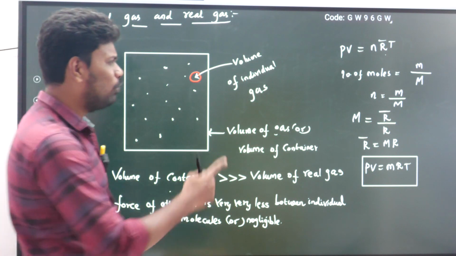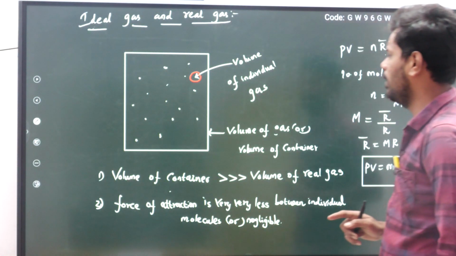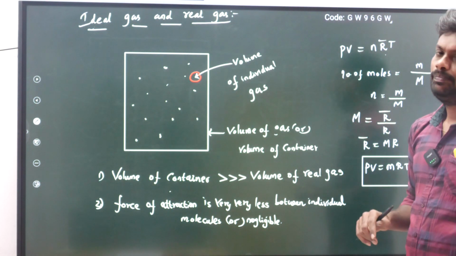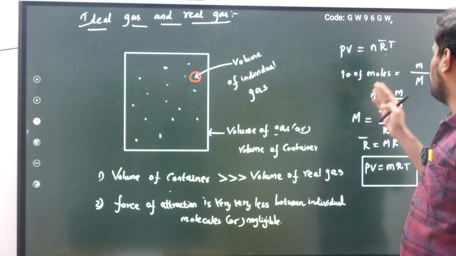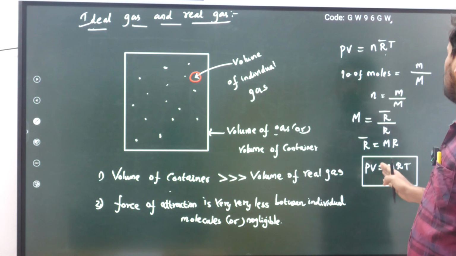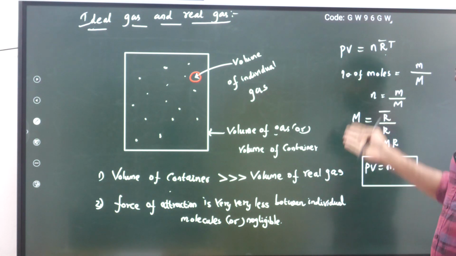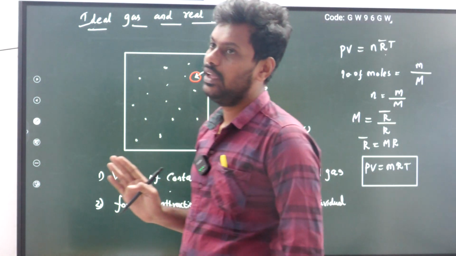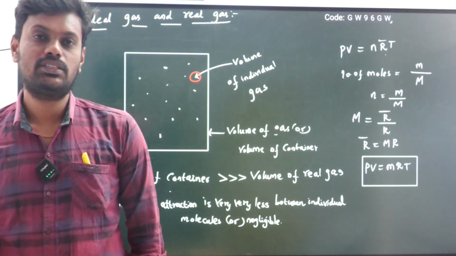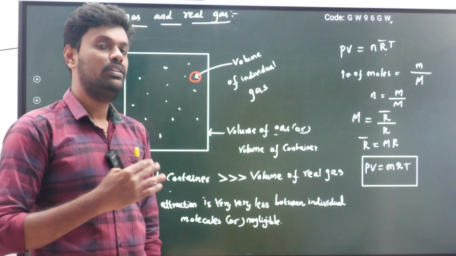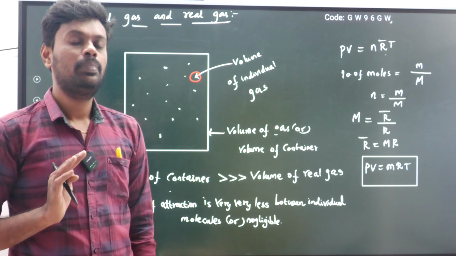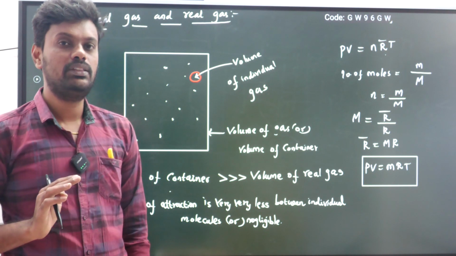Okay, and there is one more equation for ideal gas: PV = nR̄T or PV = mRT. You can use either of these two formulas. So this is the equation. If any gas follows this law, then that gas is an ideal gas. If that gas does not follow this equation, then that gas is a real gas. A real gas will not obey this law. Only an ideal gas will obey this law.